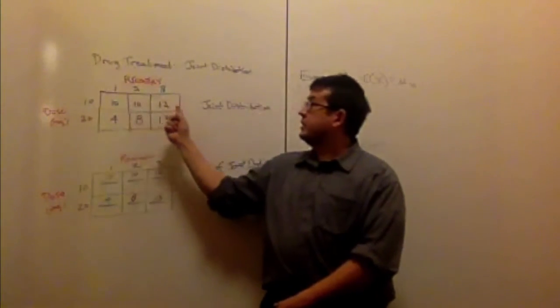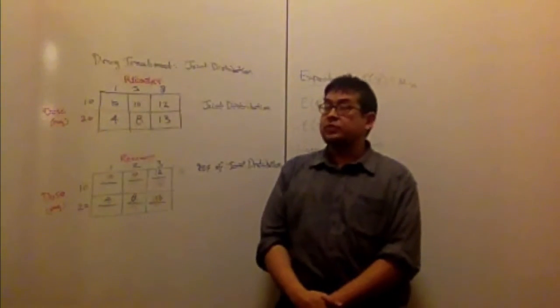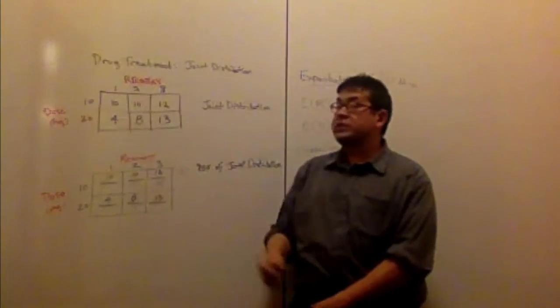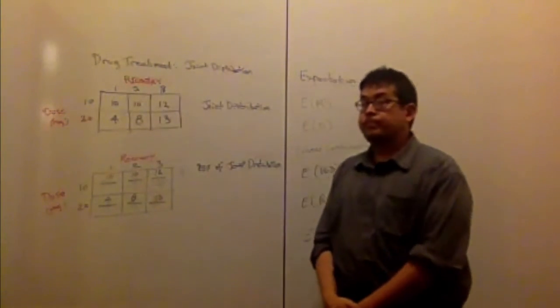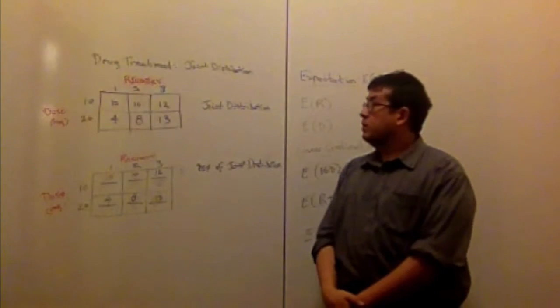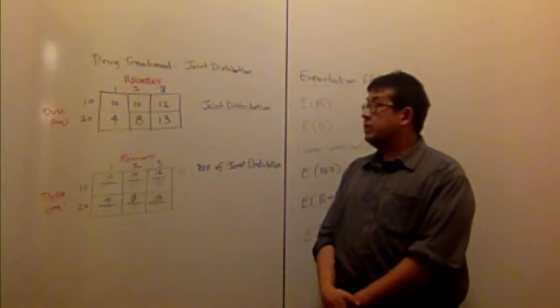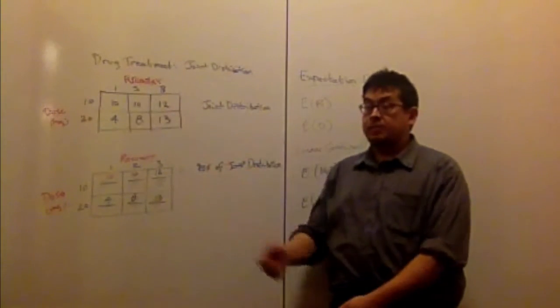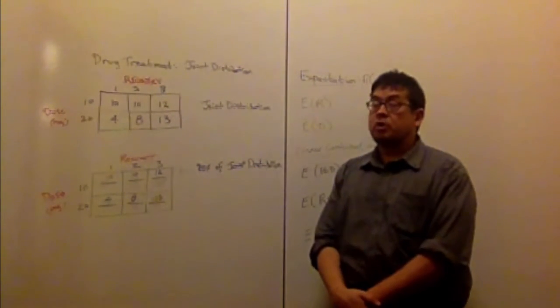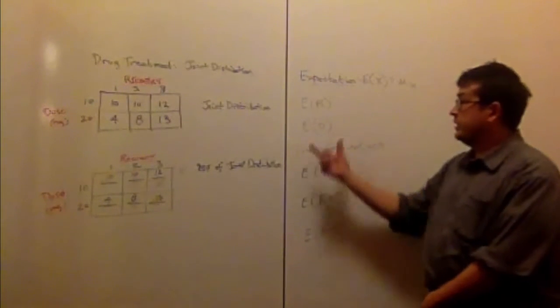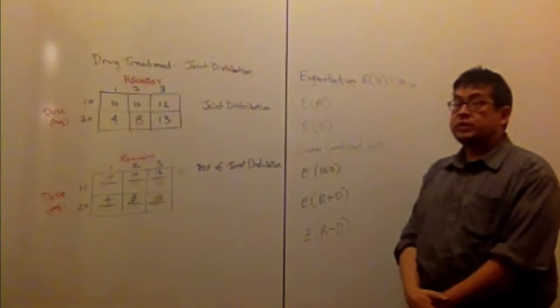This row represents the cases that received 10 milligrams of the dose. And this row represents the cases that received 20 milligrams of the dose. A first step in working with a joint distribution array is to compute the row and column sums. Mathematicians call these marginals. And this will help us with the upcoming analysis tools that we will use soon enough.